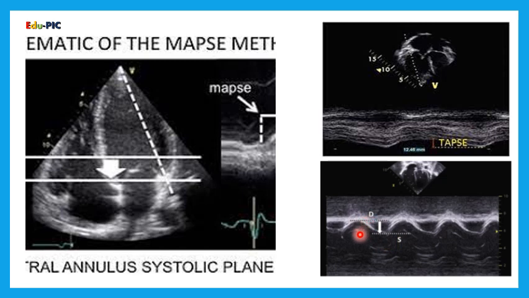Generally speaking, for MAPSE, 10 millimeters and above is considered normal, and for TAPSE it is 8 millimeters and above that is considered a normal value.